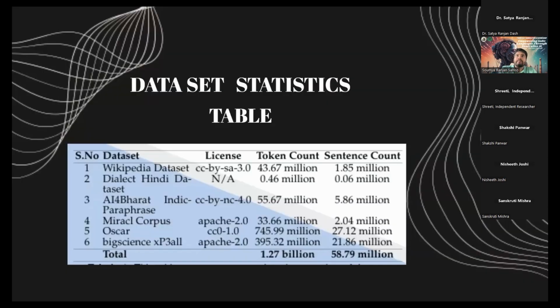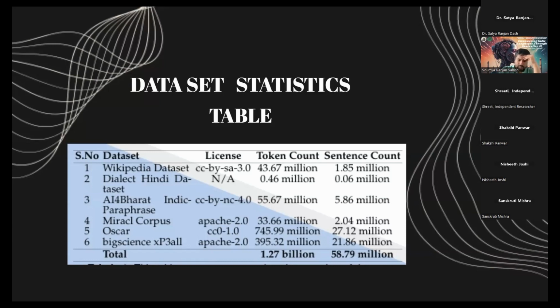So this is my dataset statistics table. I am using the Wikipedia dataset. This dataset has 43.67 million token counts and a 1.85 billion sentence count, and the data contain topics like science, history, culture, and literature.